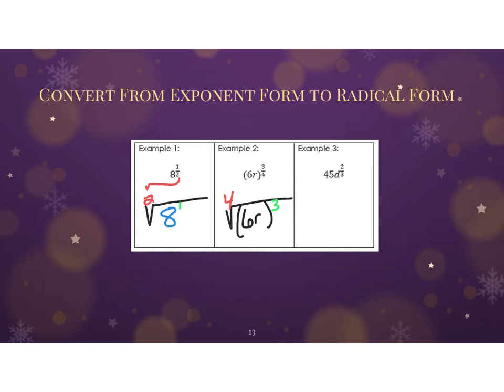Okay, now let's look at example number 3. Notice that the exponent is only attached to the d because we do not have parentheses. So the 45 will stay on the outside. We will write our radical. Let's place the d inside the radical. The 2 is our exponent, and the 3 is now our index.